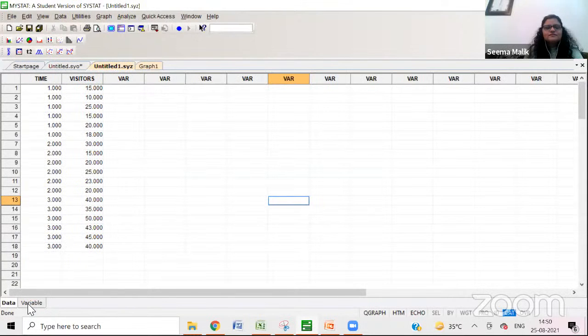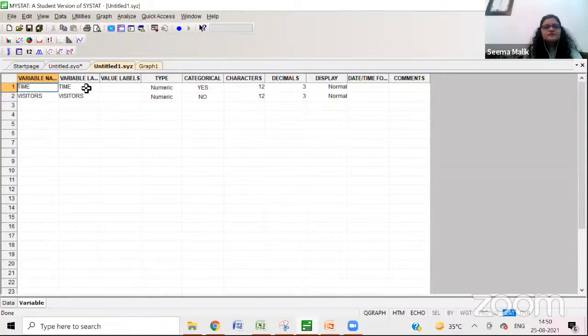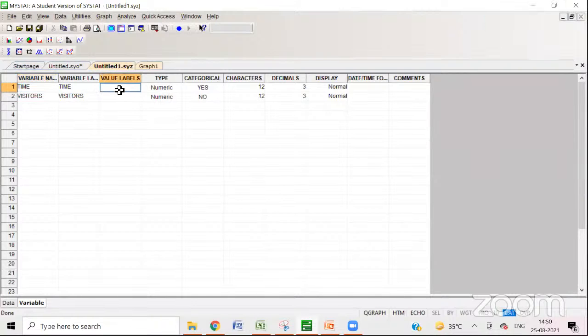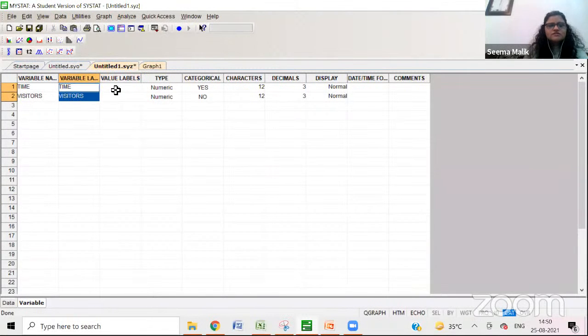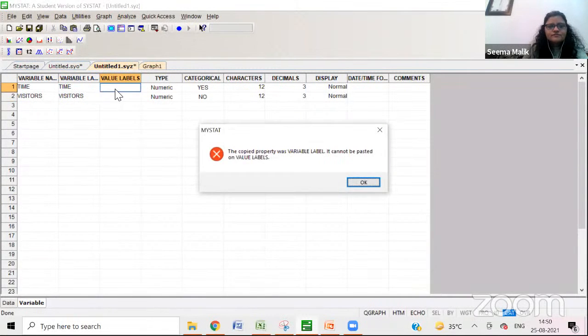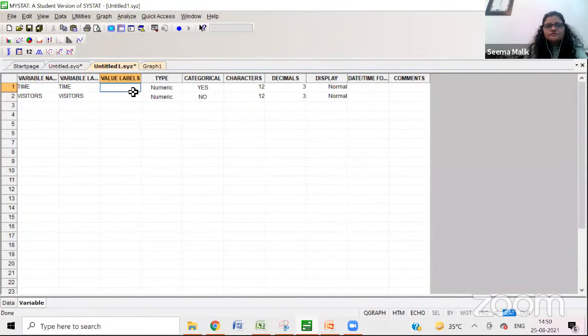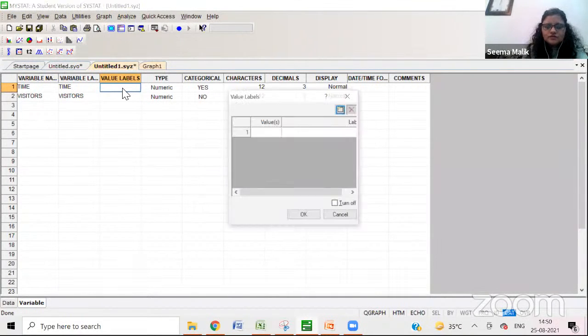Okay, these are the variables. You can write down over here. Okay, like these are the labels. You can do the same. Just a minute.